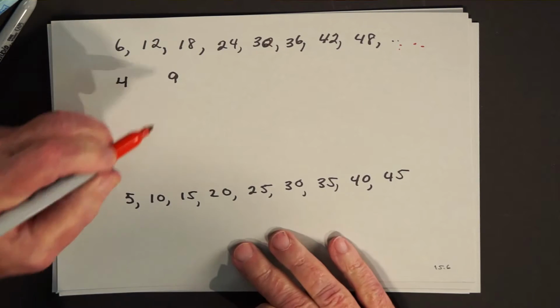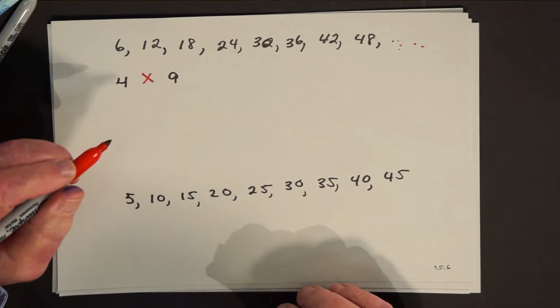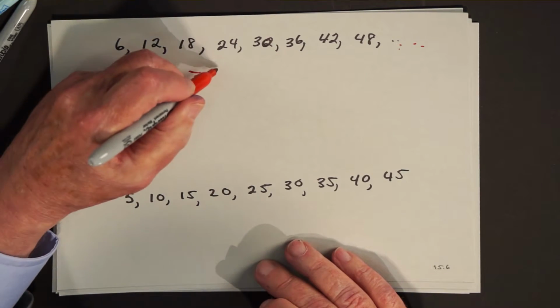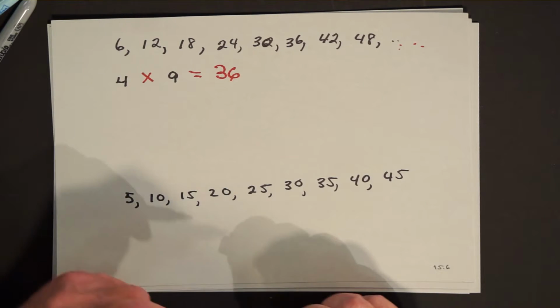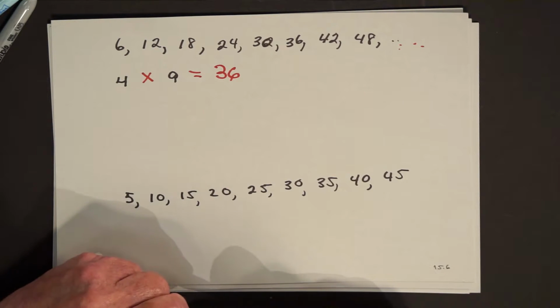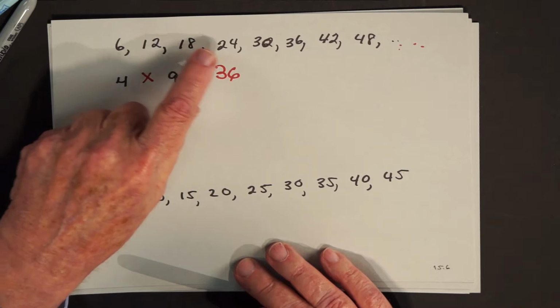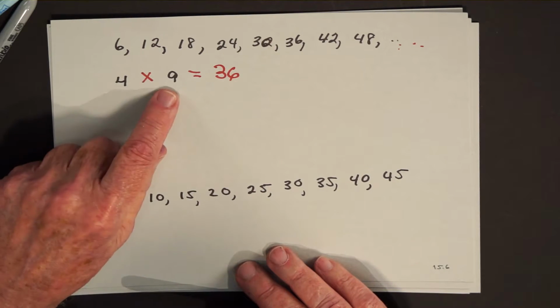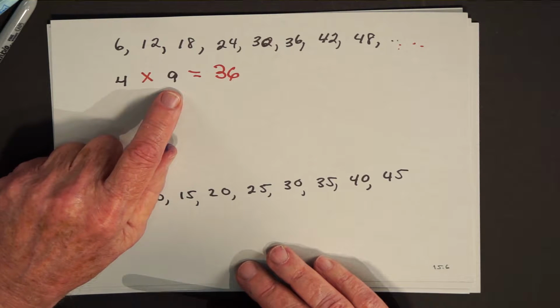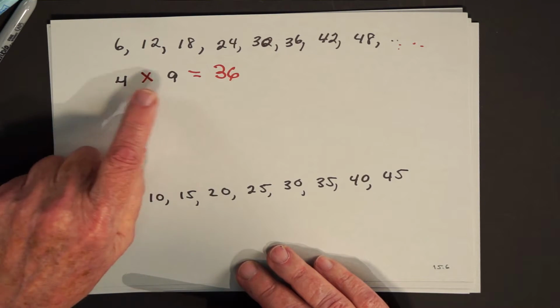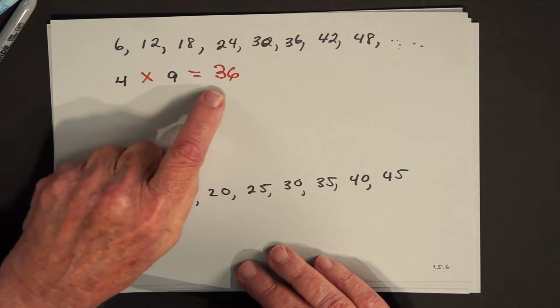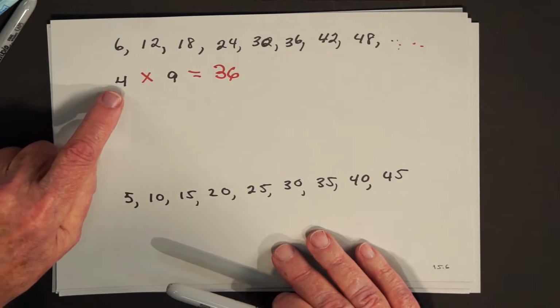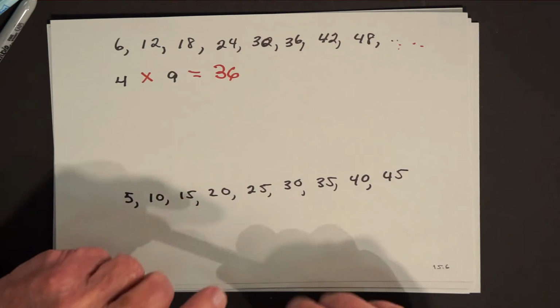So they arrange a marriage of convenience. 4 and 9 say, let's get married. And married means we'll multiply one another. 4 times 9 is 36, and lo and behold, 36 is on this list. Individually, these two numbers couldn't make it. But by getting married, meaning by multiplying one by the other, they did get on the list.